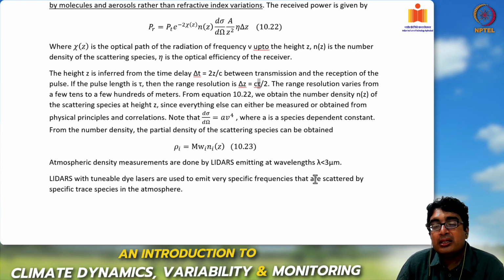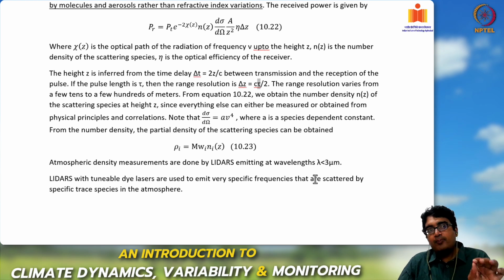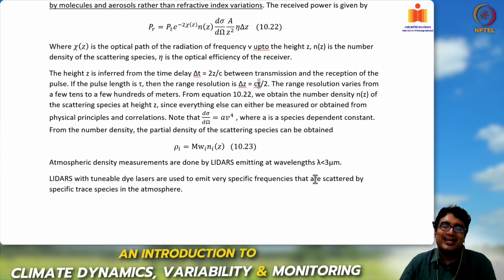Lidars with tunable dye lasers are used to emit very specific frequencies that are scattered by trace species in the atmosphere. So if you want to measure certain species which is scattering strongly at a certain very well-known frequency value, then you can use a tunable dye laser to emit that specific frequency and get the trace species concentration at a certain altitude Z as well. So that is also a very common use of lidars. So atmospheric density, trace species measurements are done by lidars as well as aerosol measurements.